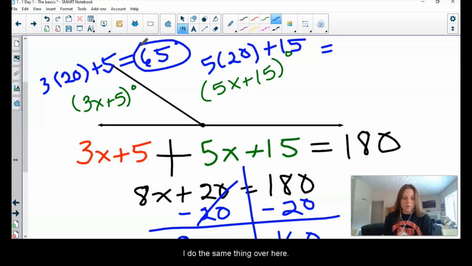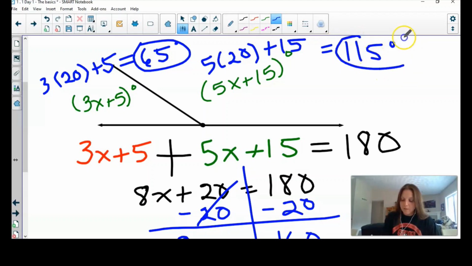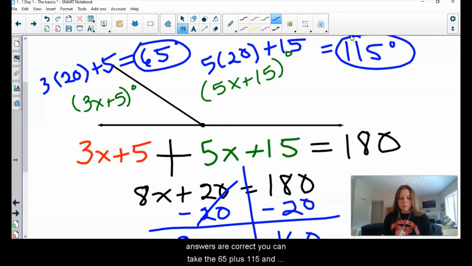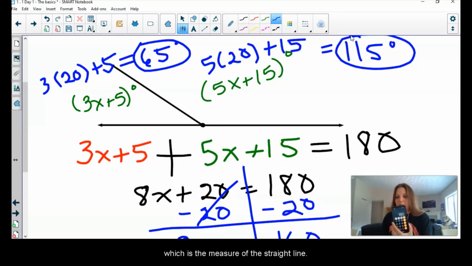Okay, do the same thing over here. 5 times 20 would be 100. 100 plus 15 is 115. Now, to verify that these two answers are correct, you can take the 65 plus the 115, and you'll see that you get 180 degrees, which is the measure of the straight line.